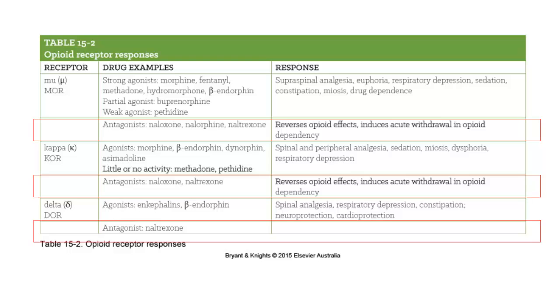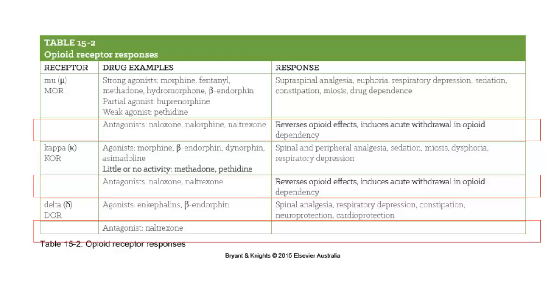This table from your textbook puts all this into one spot for you. I've put red boxes around the antagonist drugs to make them more visible in the table. You can see there that if the drug is acting on the mu receptor, then it is acting above the spinal cord. It's creating euphoria, which was mentioned earlier. It also has a role in respiratory depression and a level of sedation, along with things like constipation, meiosis, and drug dependence.